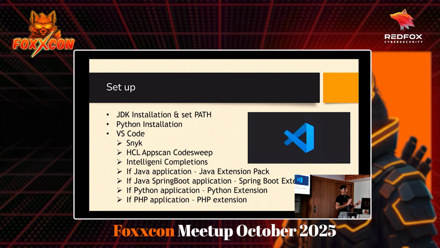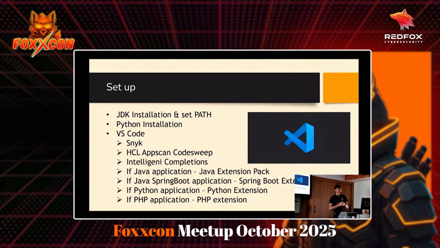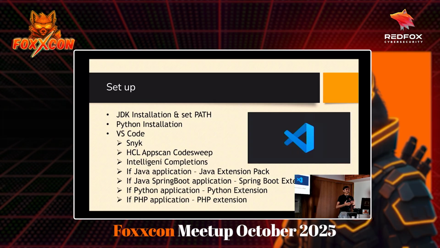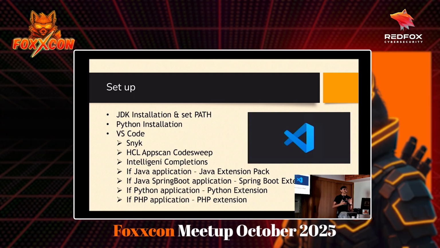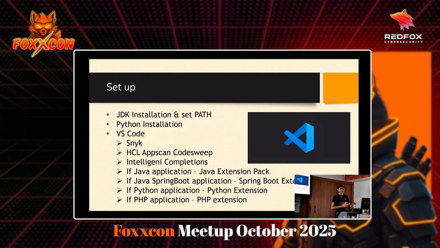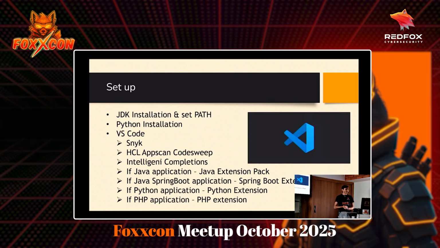This particular slide contains the manual methodology. The first one is JDK installation. Why is JDK installation required? Because we will be installing some extensions of VS Code, right? And Python installation, again for the same reason.